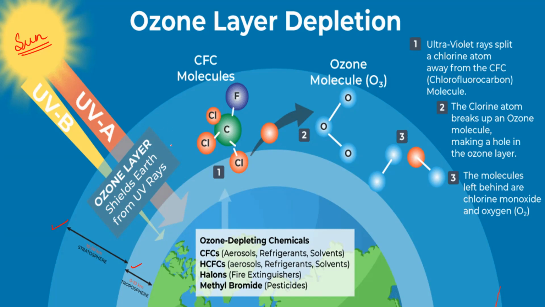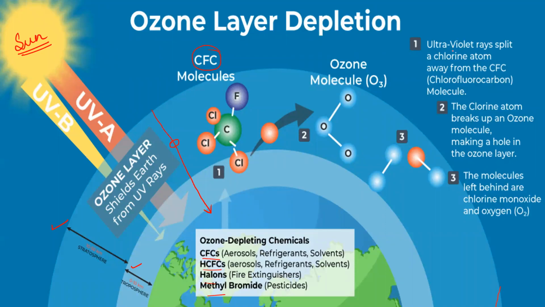Now, if there is a hole here, what will happen? These UV radiation will easily pass down to earth. See here, chlorofluorocarbon molecules, CFCs. They are the most important devil that is causing holes in the ozone layer, that is depleting the ozone layer. The ozone depleting chemicals are CFCs, HCFCs, halons, methyl bromide, all these. These molecules get depleted, they get inactivated.